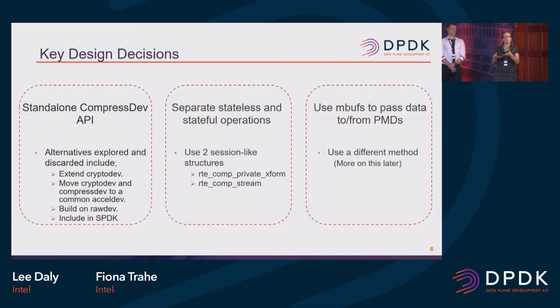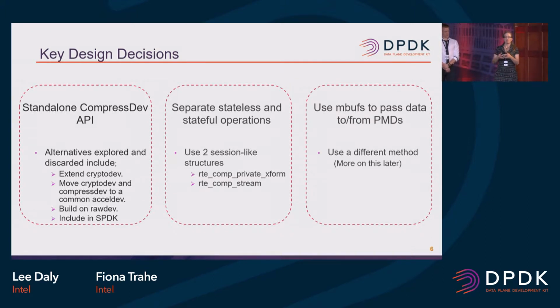So we invented something called a private transform. So the transform has the parameters you want, like will I do a checksum, what level, what algorithm, and a PMD converts that to a private transform where it sets up the data whatever way it wants for its own use to be more efficient on the data path.